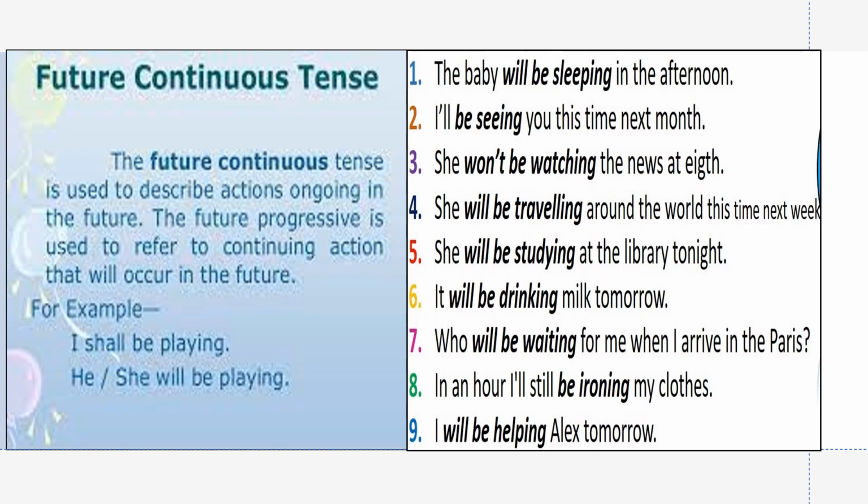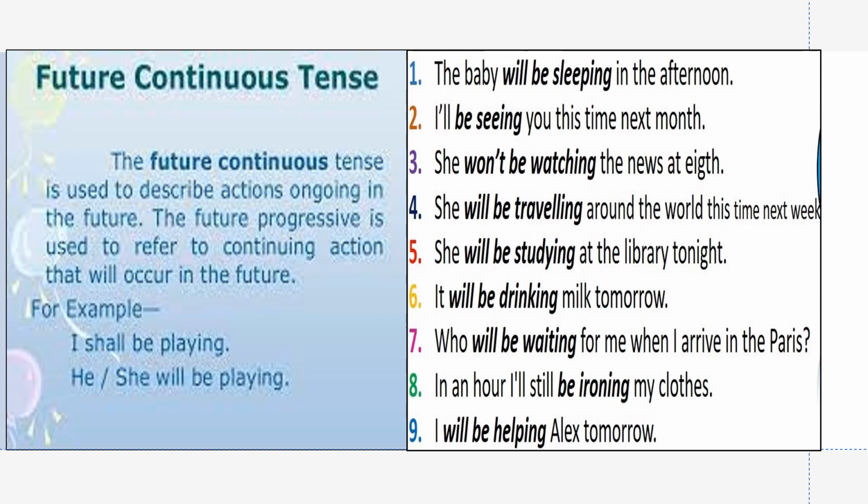The baby will be sleeping in the afternoon. I'll be seeing you this time next month. She won't be watching the news at 8. She will be traveling around the world this time next week. She will be studying at the library tonight. It will be drinking milk tomorrow. Who will be waiting for me when I arrive in Paris? In an hour, I'll still be ironing my clothes. I will be helping Alex tomorrow. Is it clear, children? Hope you all have understood what future continuous tense is all about.